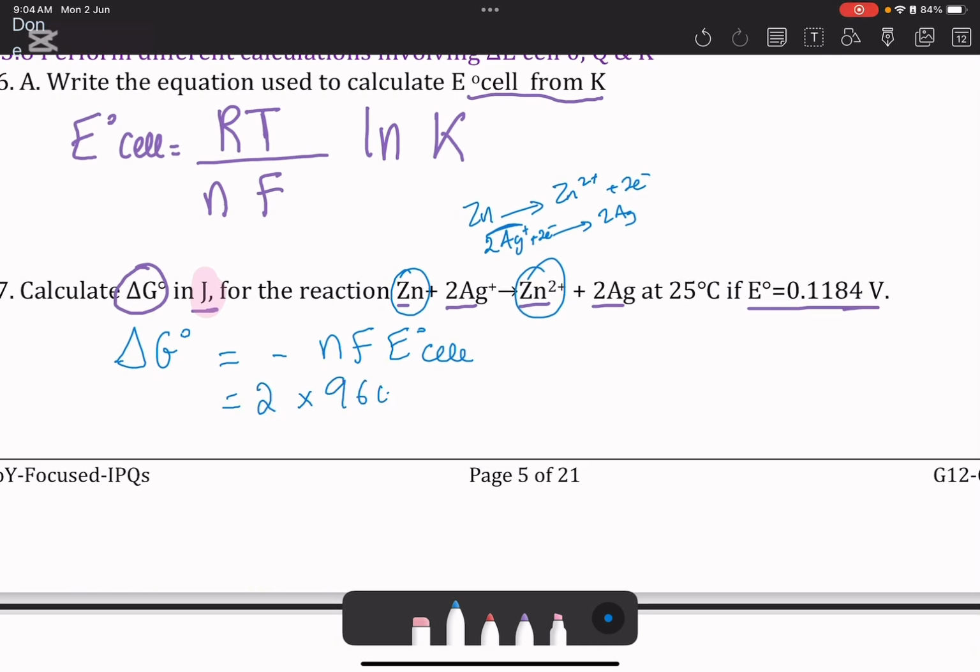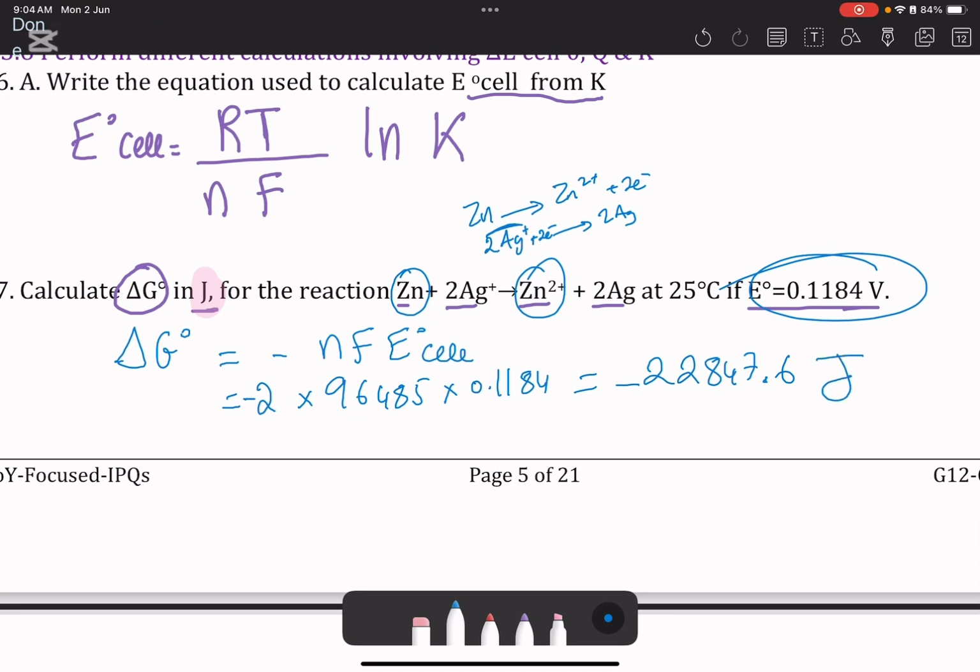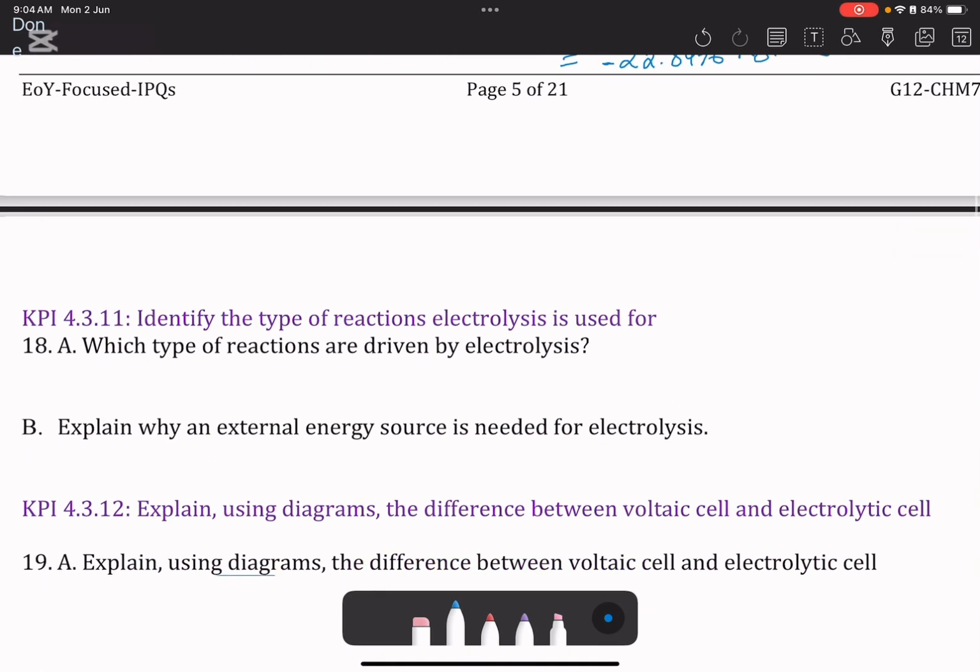F is the Faraday constant. You will get it from your formula sheet, and E is given to us. So when I get the answer, I find it to be equal to negative 22847.6 joules. This is a standard value, so it has to be joule per mole. Now, if I divide it by 1000, my answer is going to be minus 22.847 kilojoule per mole. Please be careful with the units.